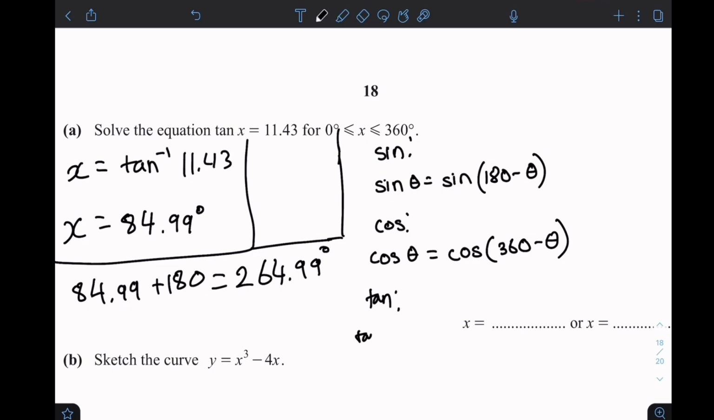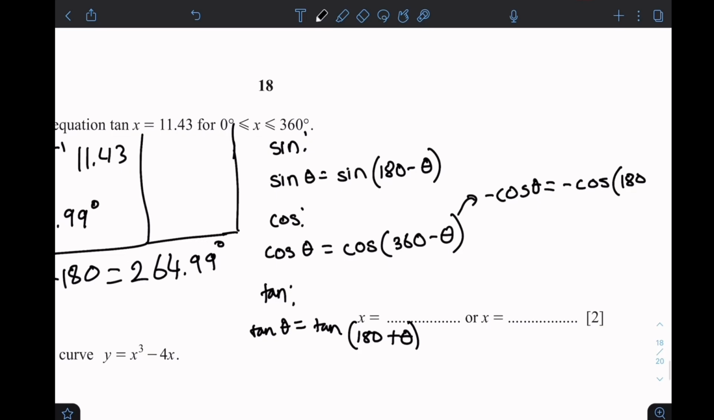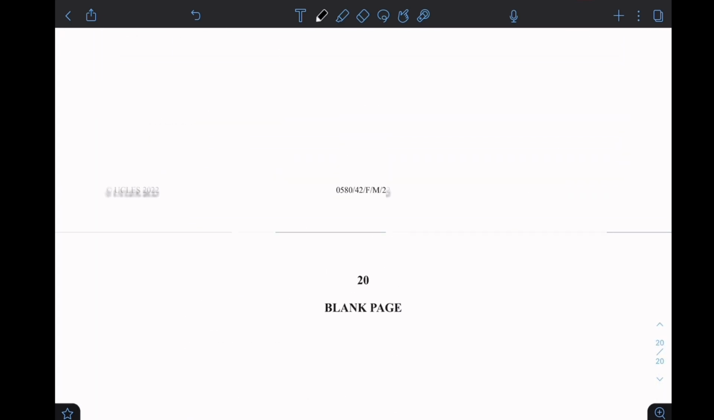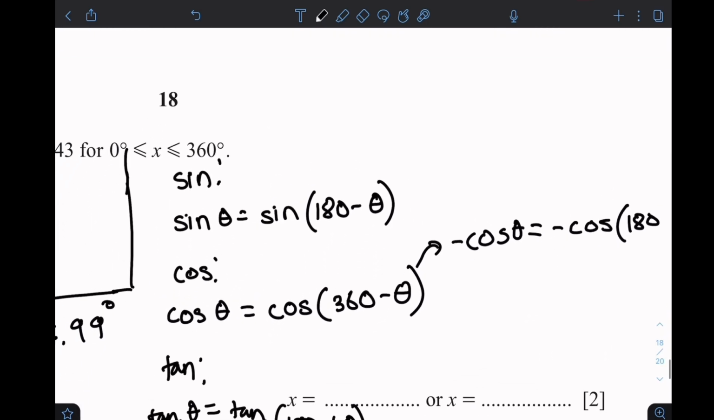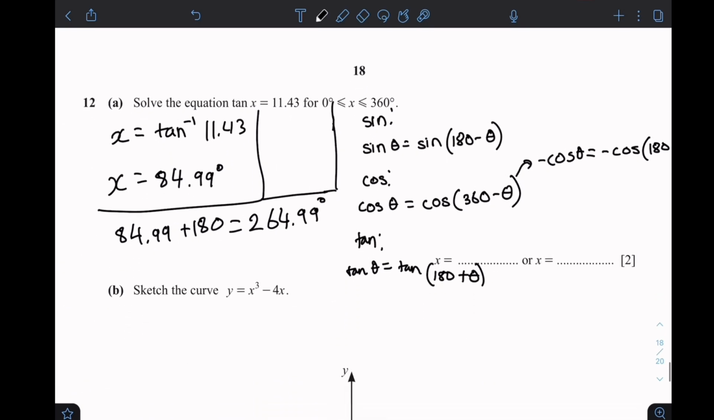And if it's tan, sorry, tan theta is equal to tan 180 plus theta. And for cos, if it is negative cos, you can do negative cos 180, I think it was minus theta. Yeah, sorry, minus theta.